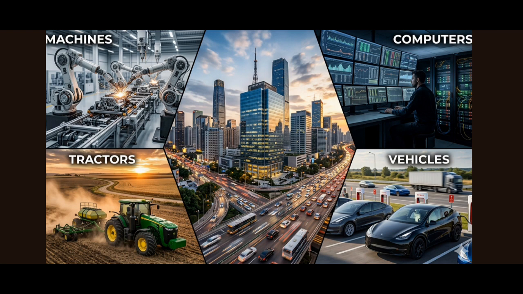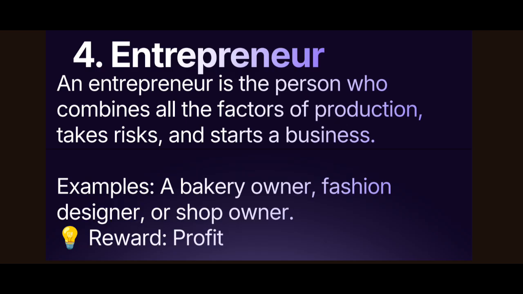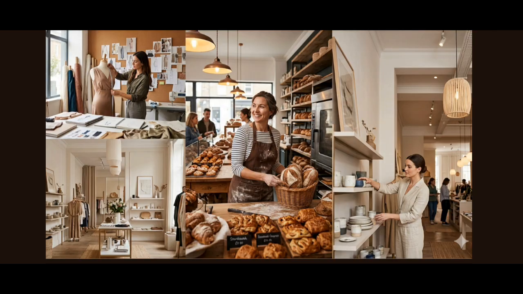These are man-made tools. The last, which is number four, is entrepreneur. An entrepreneur is the person who combines all the factors of production, takes risk, and starts a business. Examples: a bakery owner, fashion designer, or shop owner, and their reward is profit. So we have a picture that clearly shows a fashion designer, a bakery owner, and a shop owner. So we can see all these things here for better understanding.